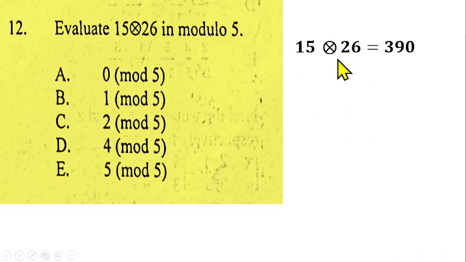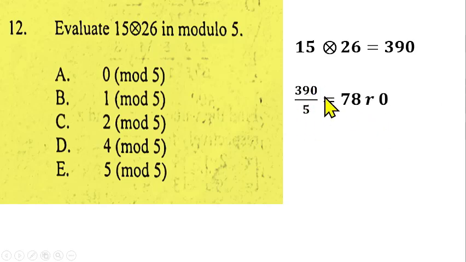Question number 12 is from modular arithmetic. We have to evaluate 15 times 26 in mod 5. So you have to multiply this, then your answer should be in mod 5. If you multiply this by this, 15 times 26 will give us 390. Our aim is to change this one to mod 5. In that case, you need to divide this answer by 5, then we write down the remainder. So we do 390 divided by 5.